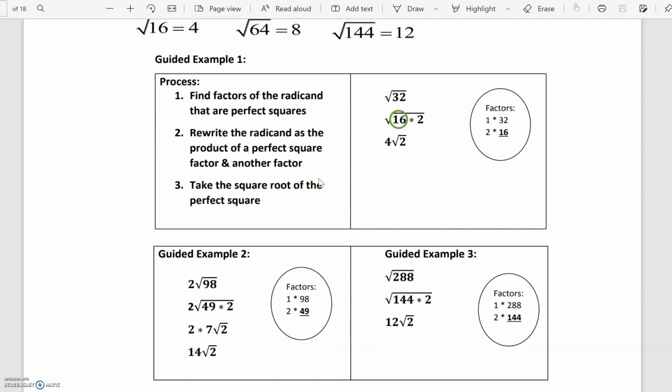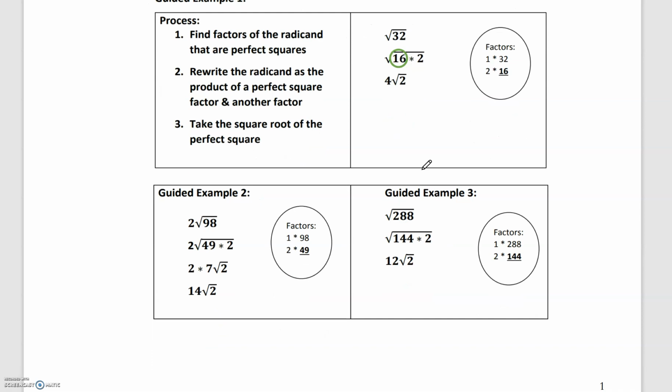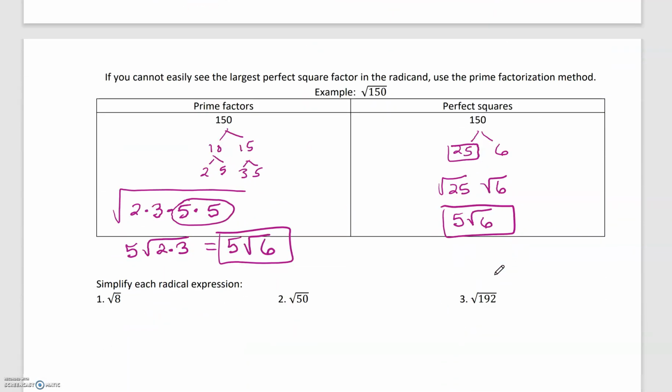So what we're going to be looking for is the biggest perfect square that would be in our number, and that perfect square can come out, and then anything that is not a perfect square, that's still a factor, would stay underneath. So here are a couple of examples done for you. If there's already a coefficient out front, we do multiply anything that comes out front with that. So let's go ahead and do a couple of examples together.